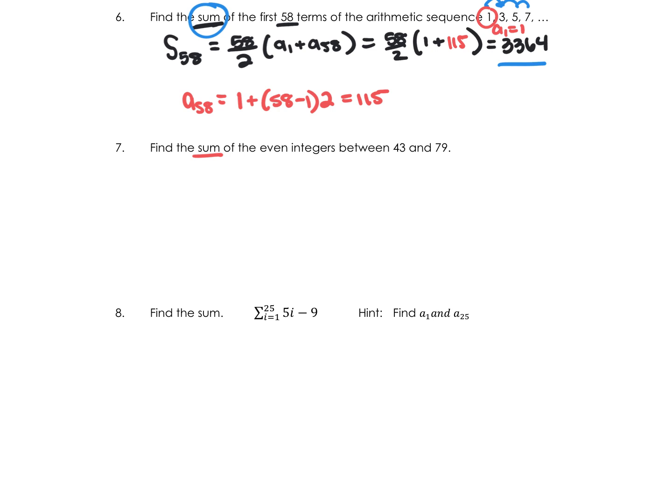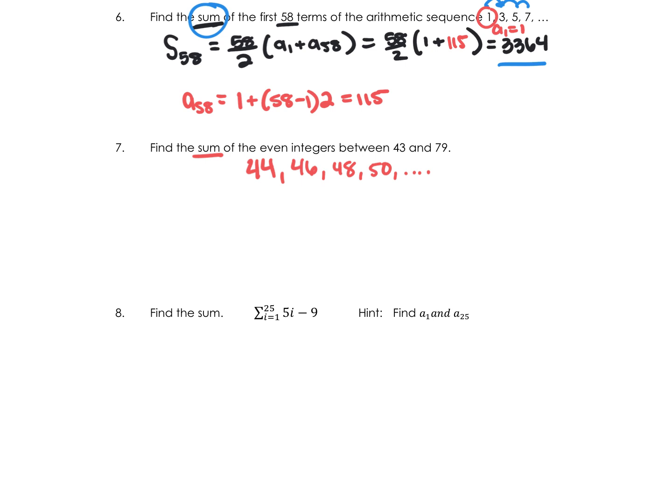So what would be the first even number between 43 and 79? 44. What would come after 44? 46. Then 48. 50. And we'll just write ... because we're not going to write out all of them. We want to sum all of them up, okay?